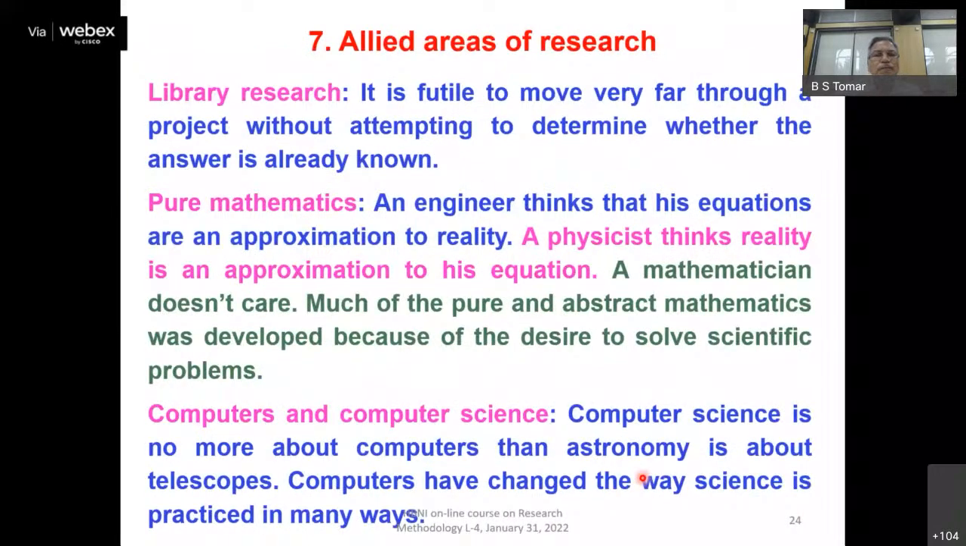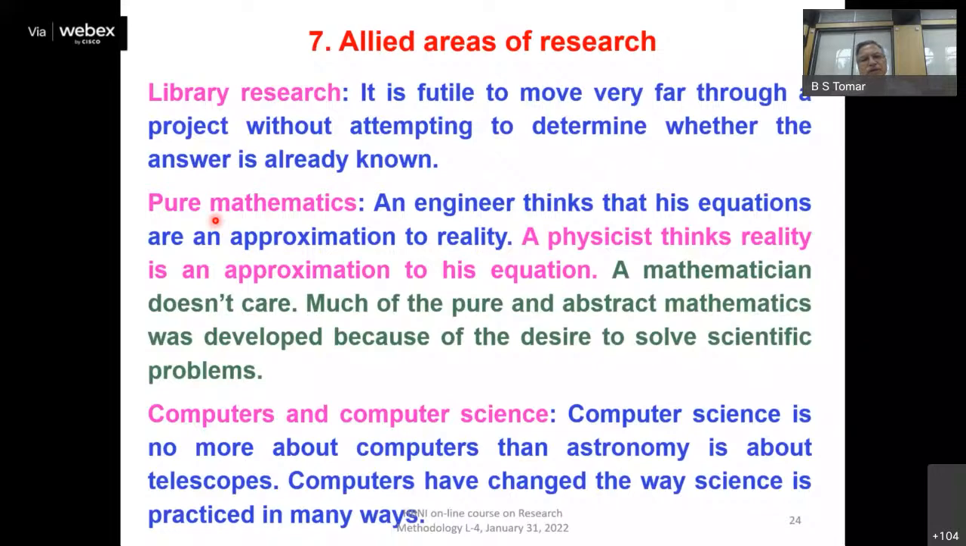So lastly, we have applied areas of research like library research. It is rightly said that it is futile to move very far through a project without attempting to determine whether the answer is already known. So people are doing research in library research. How libraries have developed now. You see now you have digital libraries available. And so a lot of people are working on developing libraries.